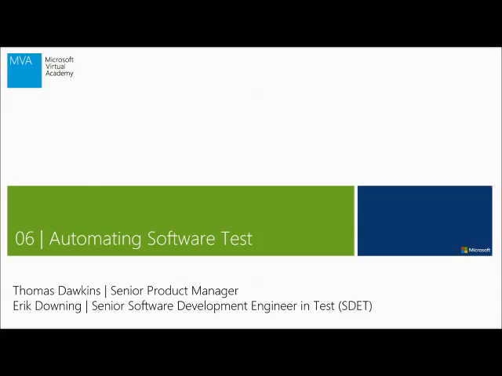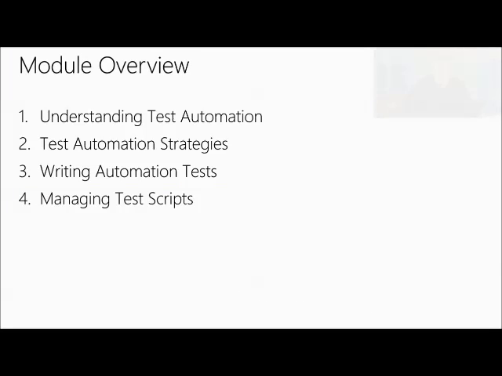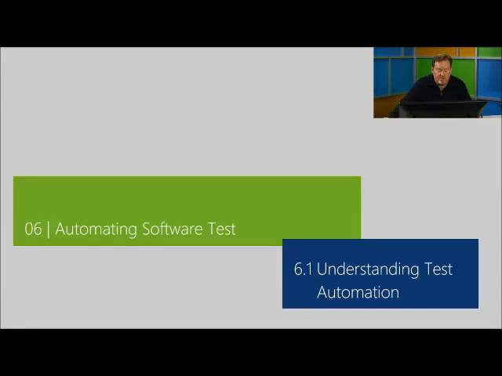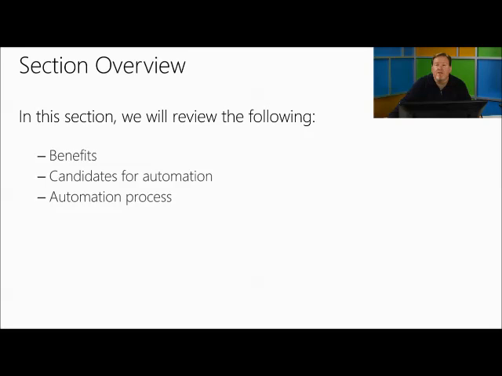So let's get started. We'll start with understanding test automation, 6.1. In this section, we'll review the benefits of test automation, candidates for automation as we think about the different tests that are out there. What are some of the best that we would consider as candidates for automation? And then the automation process.